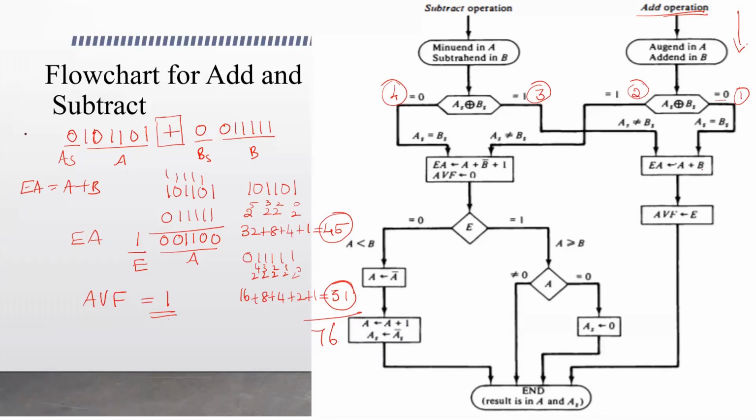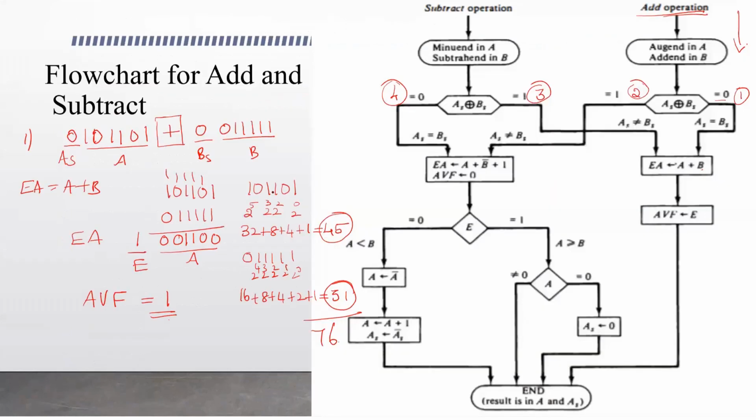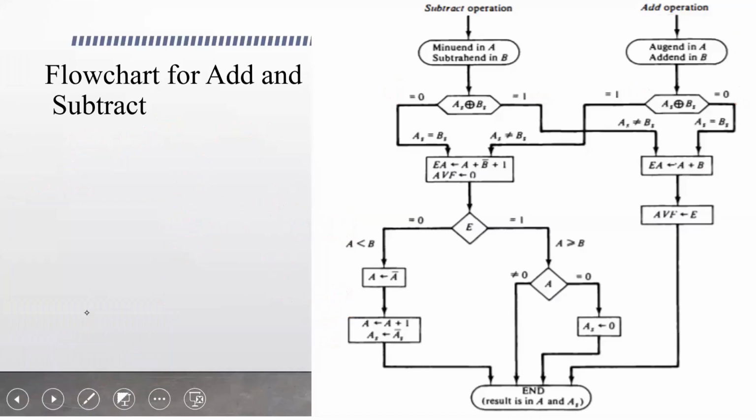This is our first example. And let's take the second one. One subtraction operation we'll take. Let's take the second problem. 0, 1, 0, 1, 1, 0, 1 minus 0, 0, 1, 1, 1, 1, 1.